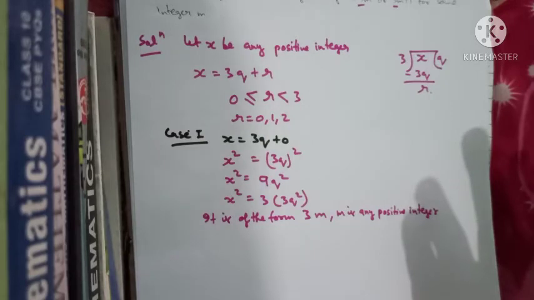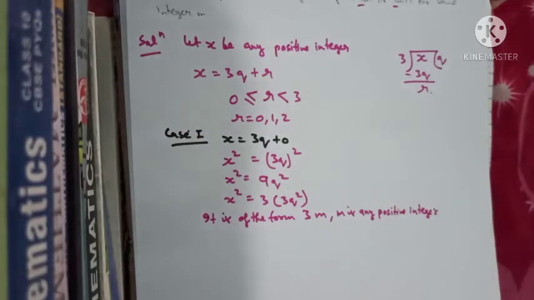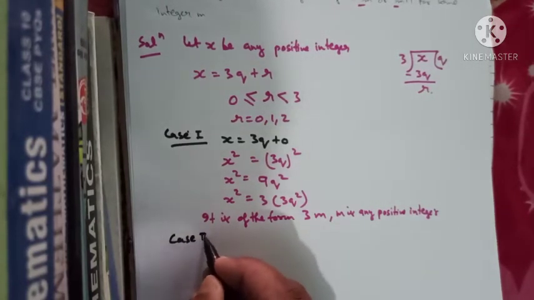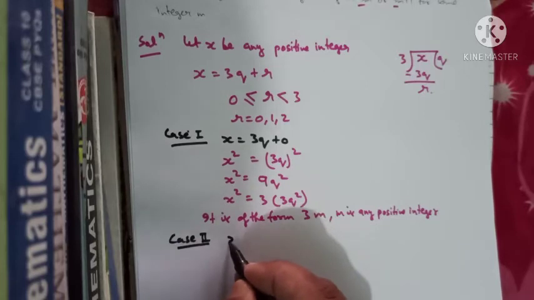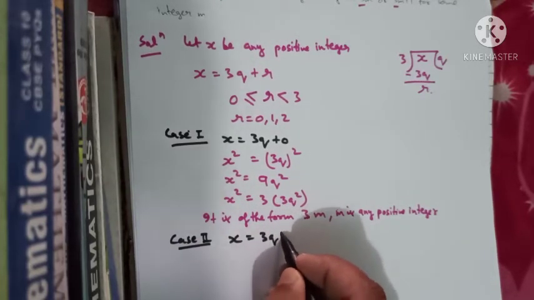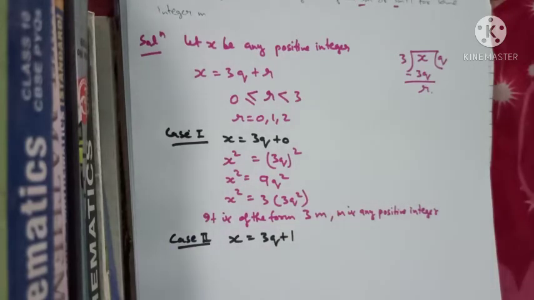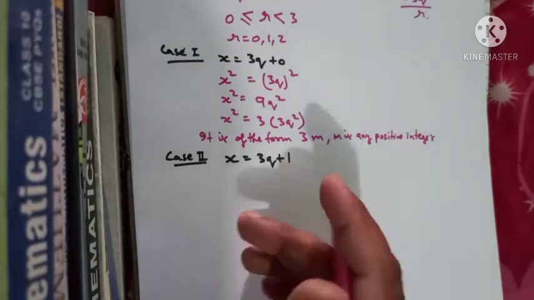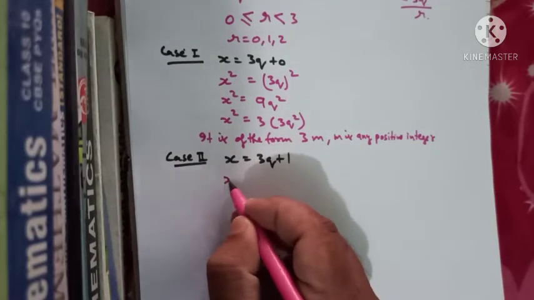3q square can be any positive integer, 4, 5, 6, 10, any positive integer. Now what about case 2? Case 2, that is when the remainder is 1, then x will be equal to 3q plus 1. When the remainder is 1, that is x equals 3q plus 1, then in that case, what will be the square of the integer?